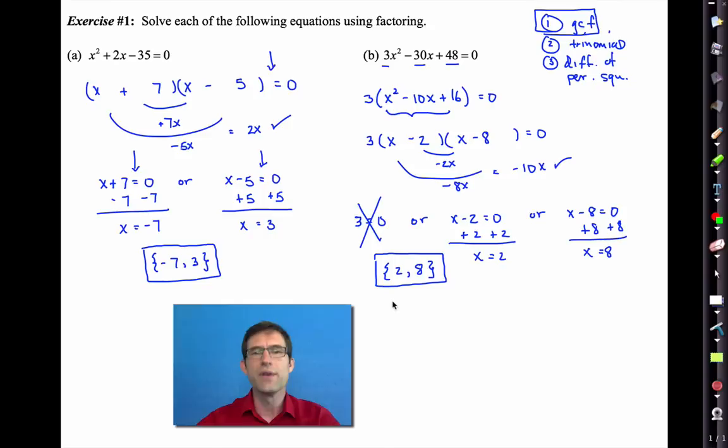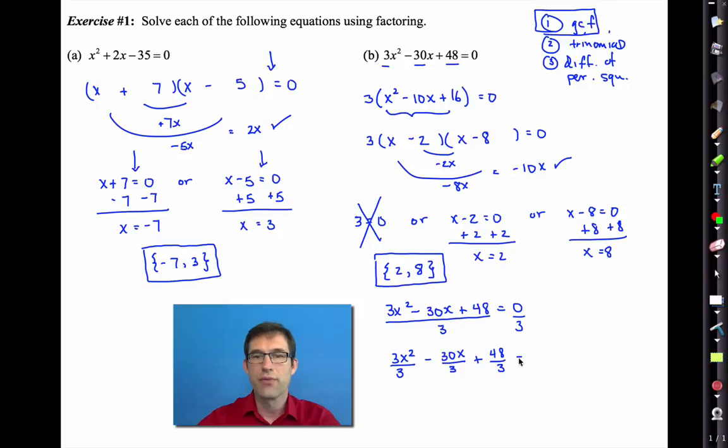Now, another way to do this problem is to first use the multiplicative property of equality and divide both sides by that constant. All right, divide both sides by 3. Now remember, division distributes, so that means we can divide this term by 3, this term by 3, and this term by 3. Of course, 0 divided by 3 is 0, so that's really great. But here, those 3's would cancel, and we'd have x squared. Here, 30 divided by 3 would be 10. And here, 48 divided by 3 would be 16.